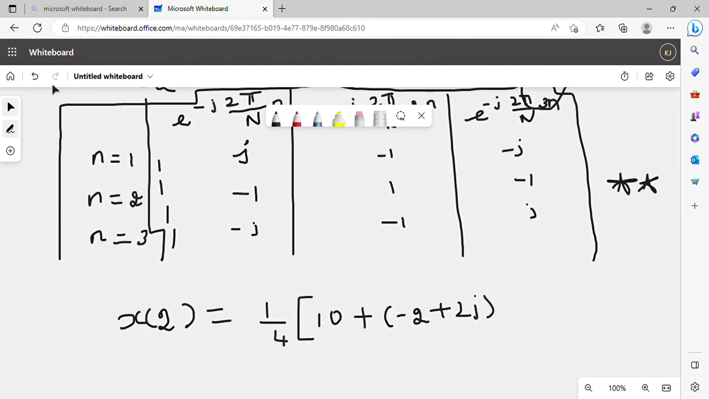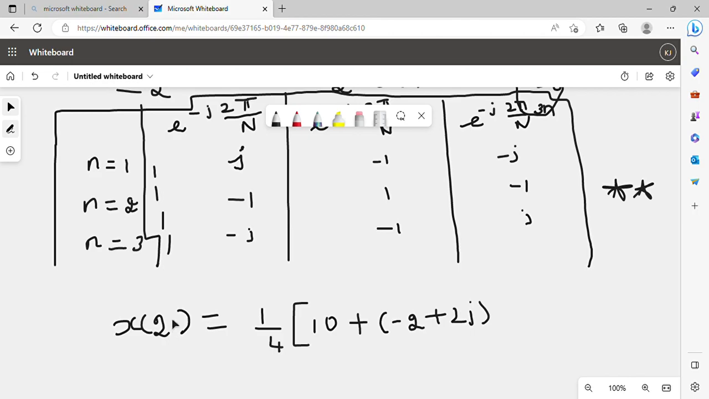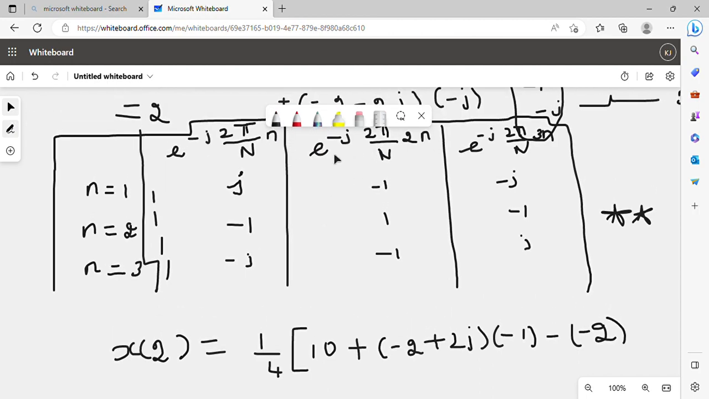Okay, for your n is equal to 2, here it is x of n. So for your n is equal to 2, it is minus 1, according to this table. So let me substitute minus 1 over here. And once again it is minus of minus 2, and once again for e to the power of minus j 2 pi by N into 2n, for n is equal to 2, it is 1.